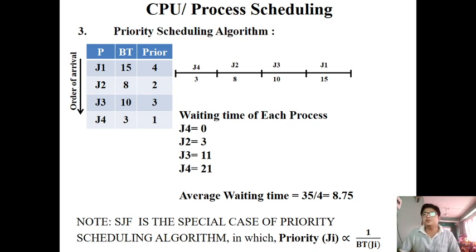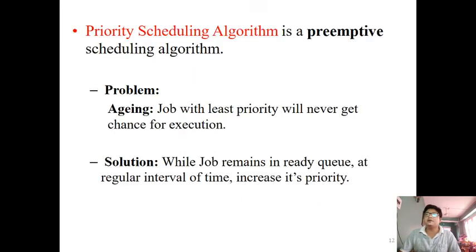So this is all about the priority scheduling algorithm. I repeat, the priority scheduling algorithm is a special case of shortest job first, in which the relation is that the process with the least burst time will be given the maximum priority. So that's the relationship. The SJF and priority scheduling algorithms fall under the same category, based on our discussion.